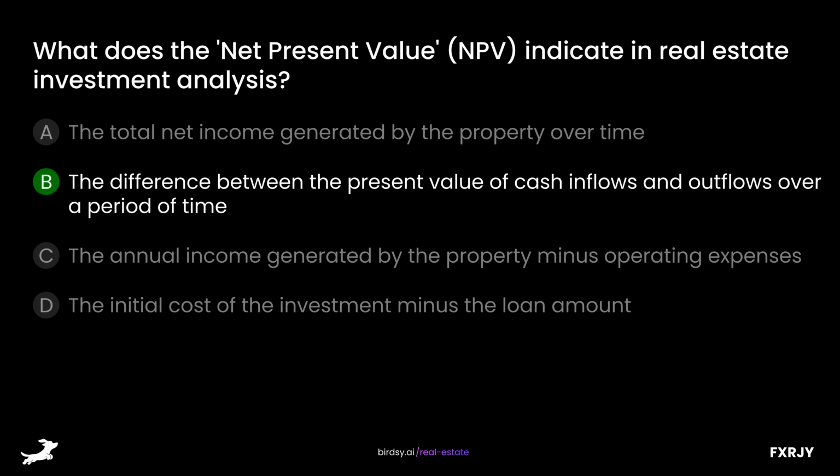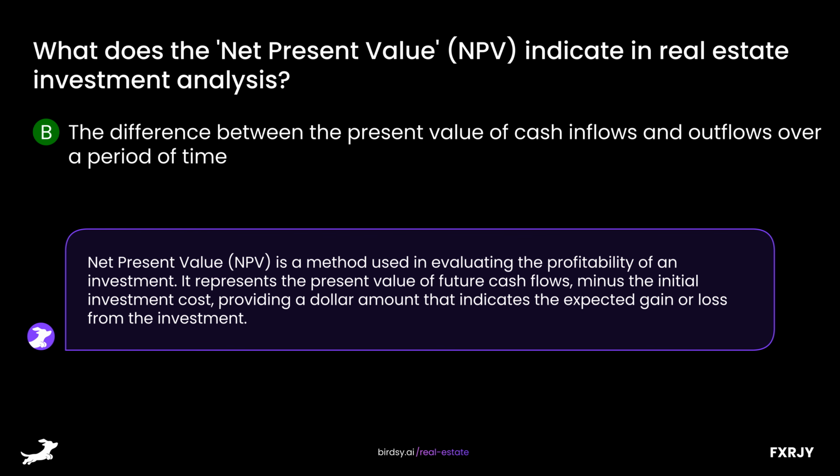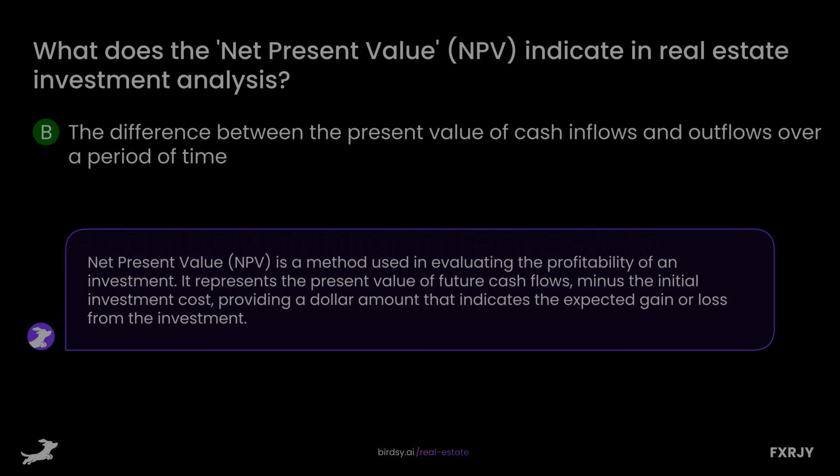The answer is B, the difference between the present value of cash inflows and outflows over a period of time. Net present value, NPV, is a method used in evaluating the profitability of an investment. It represents the present value of future cash flows minus the initial investment cost, providing a dollar amount that indicates the expected gain or loss from the investment.